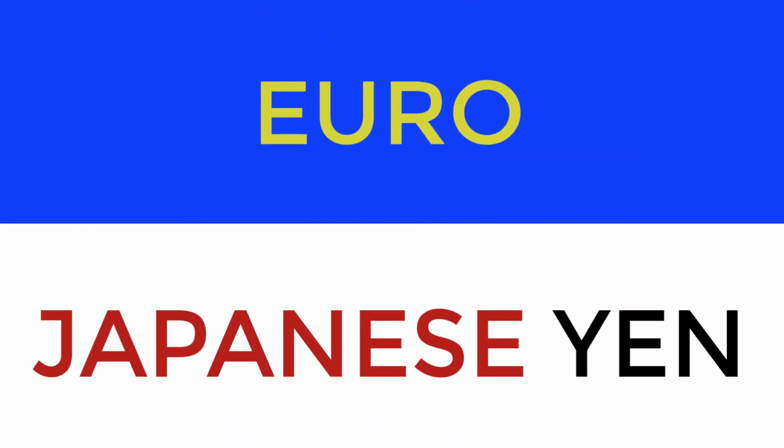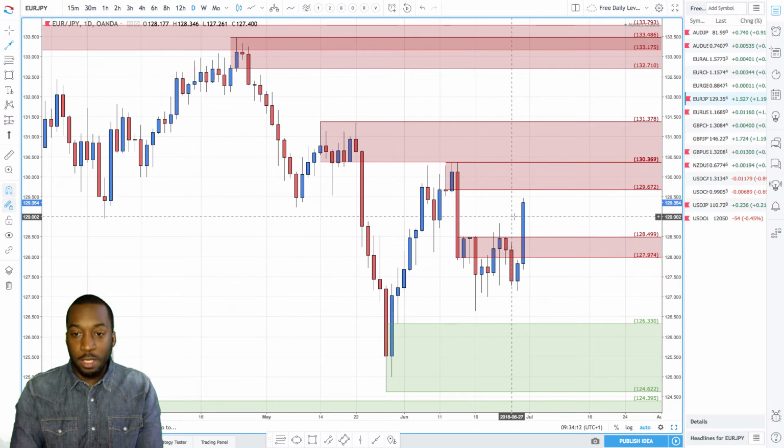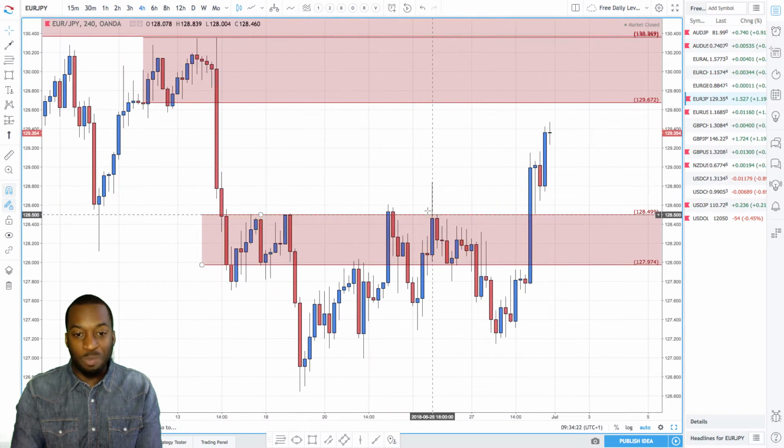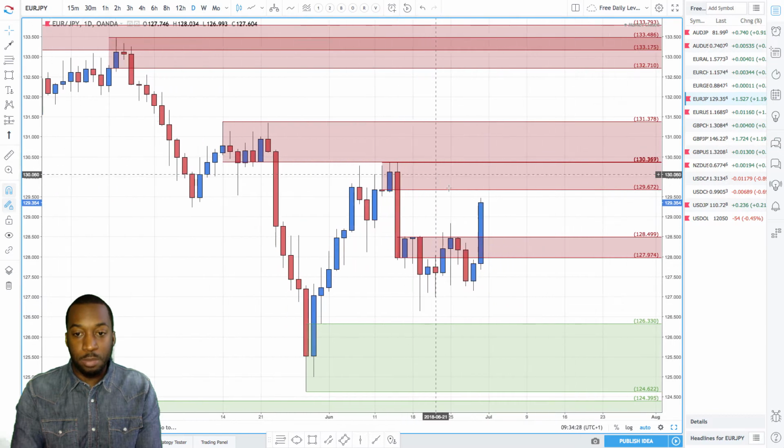Looking at the euro yen, it was a bit mixed here. We did come up into this supply zone. We did get a drop off this week on a lower time frame. So if we go down to the 4 hour, this is what you would have seen, a bit of a sell-off. But again, with risk coming back on into the market, you can see pretty much yen weakness.